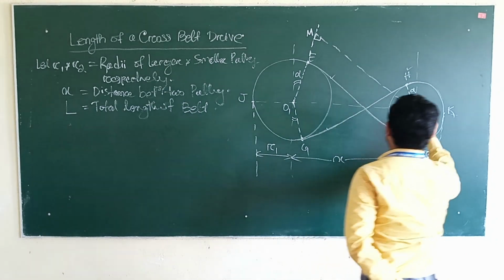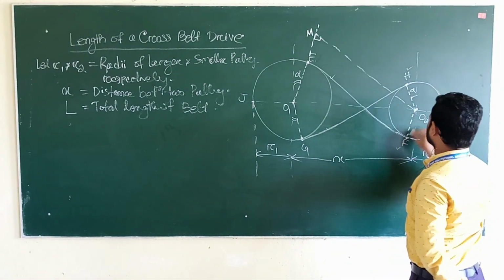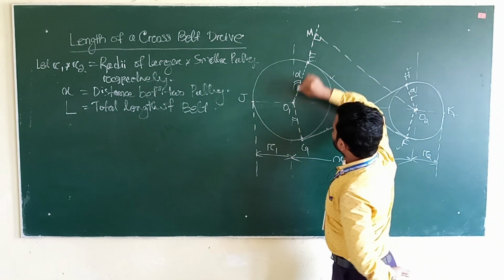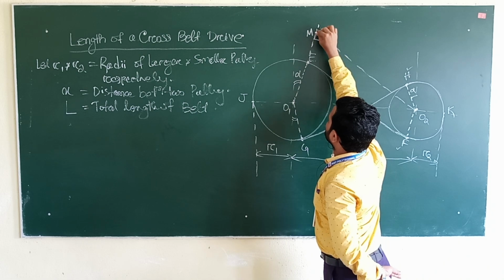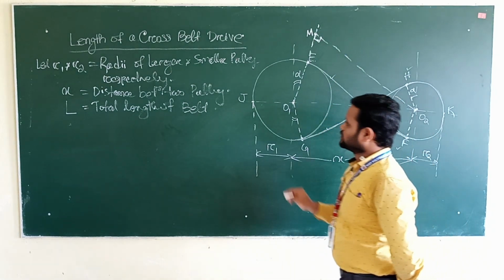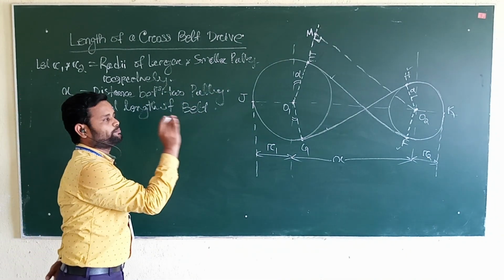Similarly, make a parallel line with EF, that is your OM, and this will intersect the O1E extended portion at point M, and make a perpendicular at M. So now from this figure, we will calculate the length of the belt.